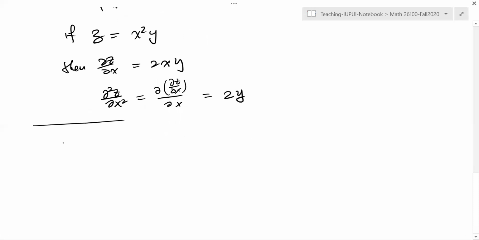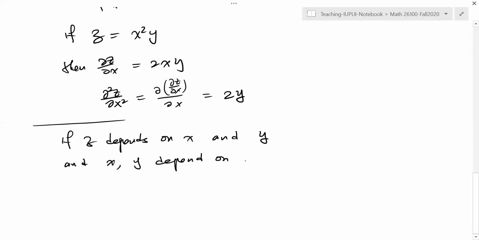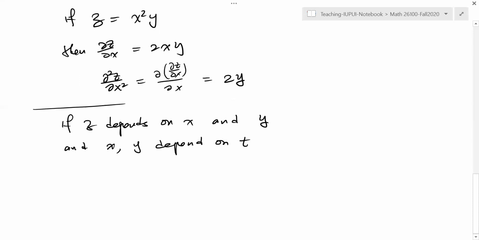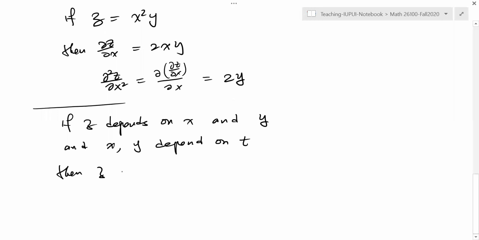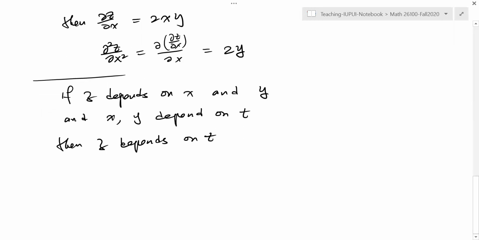Okay, so here's the setup. If z depends on x and y, and both x and y depend on another variable called t, then clearly z depends on t. Because z depends on x and y, and x and y depend on t, z depends on t. So z is a function of t.